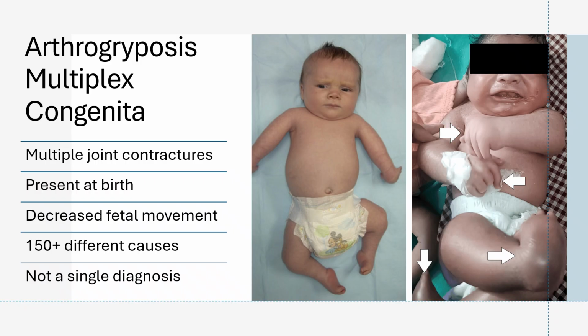The key insight involves recognizing that anything that interferes with normal fetal movement during the critical period of joint development can potentially cause arthrogryposis. This could include neurological problems, muscle disorders, connective tissue abnormalities, or even mechanical constraints that prevent normal movement in the womb.